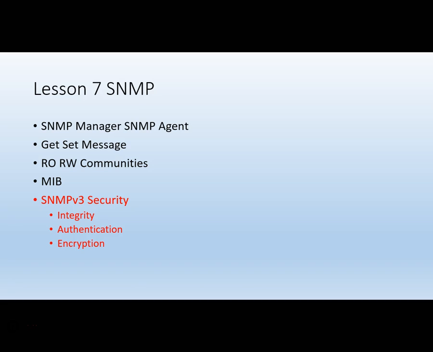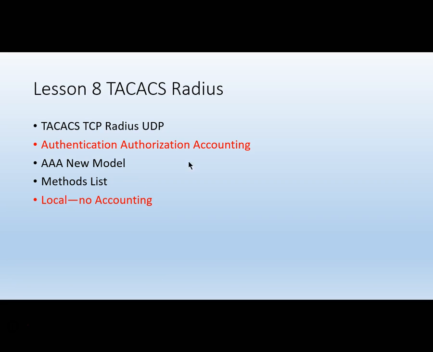The new version of SNMP is SNMP v3, which has integrity, authentication, and encryption. So SNMP v3 has security attached to it, where versions 1 and 2 didn't. They strictly use a community name in order to determine which devices to talk to.